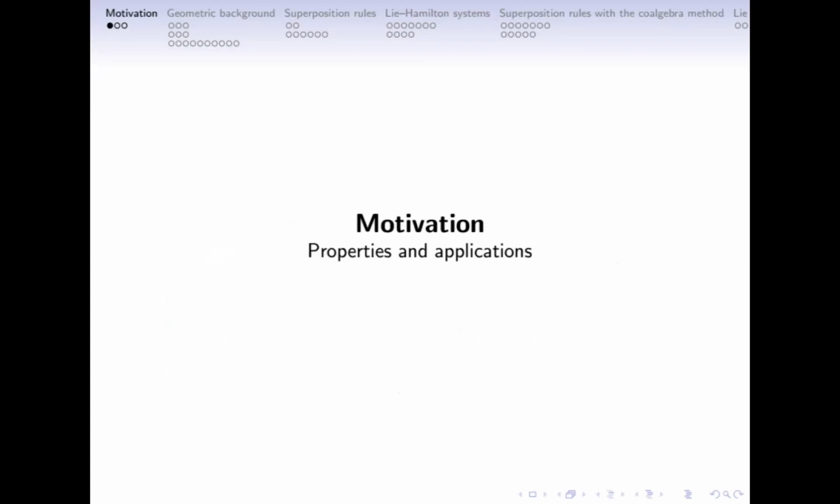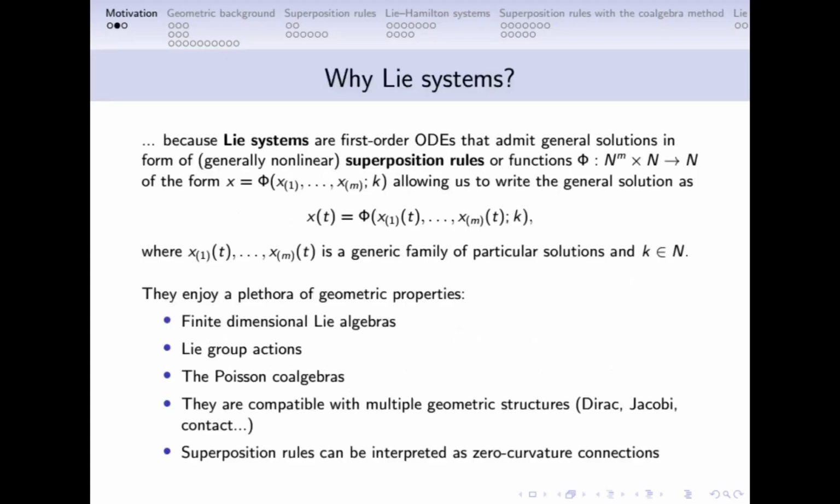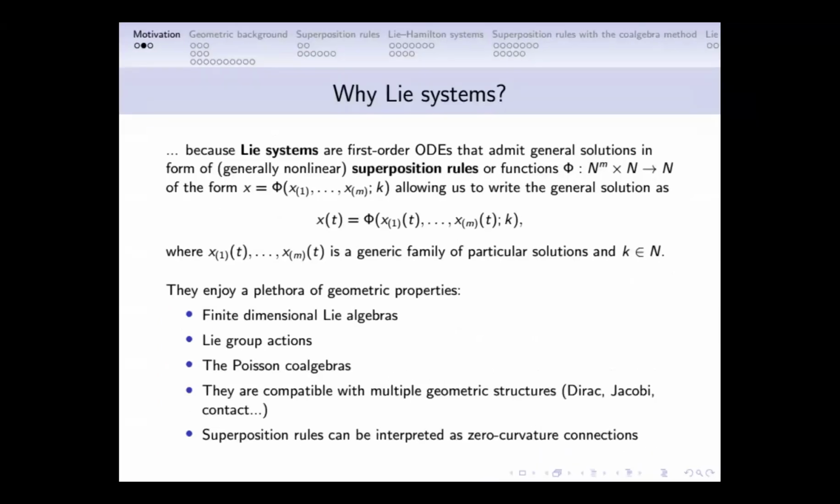So I'm going to start with the motivation. Why are we interested in Lie systems? Well, we are interested in Lie systems because they admit, as I just said, superposition rules. And these superposition rules are generally nonlinear. So this is a different thing from what we are used to in linear systems. Their general solution will be a superposition rule that depends on m particular solutions and certain constants to be determined according to the initial conditions over the manifold, as many constants, of course, as degrees of freedom that we may have.